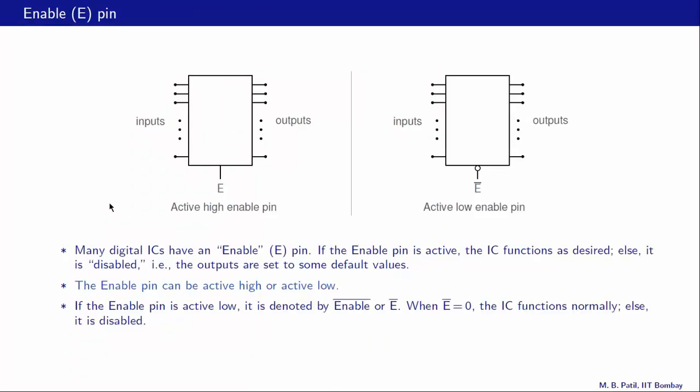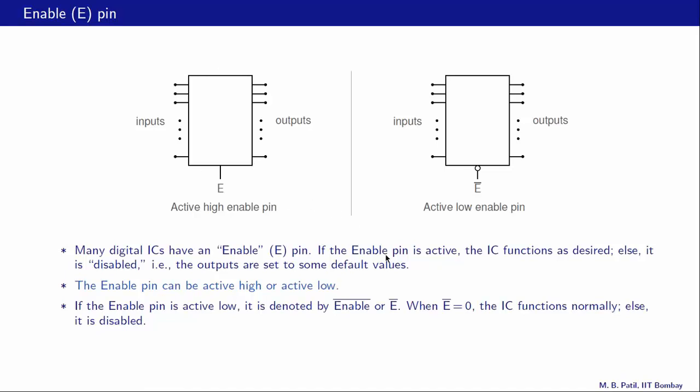Let us now discuss something called the enable pin, which is very common in digital circuits. Here is an example. We have an IC with some inputs and some outputs, and then there is this pin called the enable pin, or E. In this case, it is an active high enable pin. Let us see how it works. If the enable pin is active, the IC functions as desired. For example, if this is a multiplexer and this enable pin is 1, then this IC will actually function as a multiplexer.